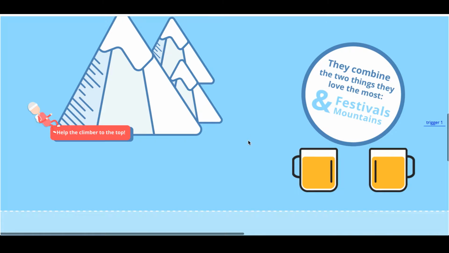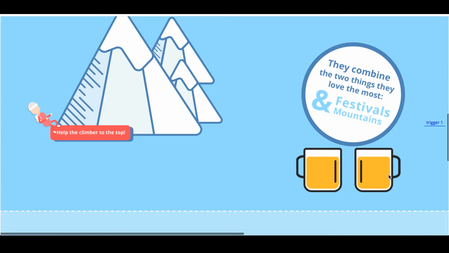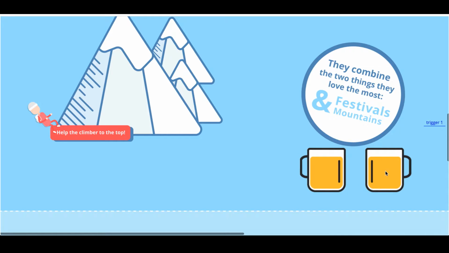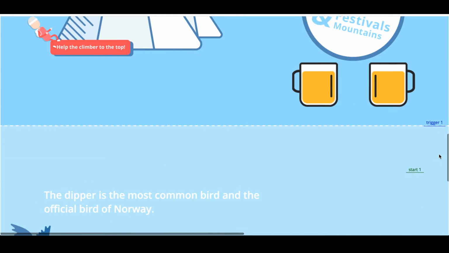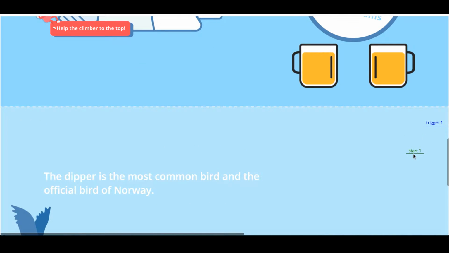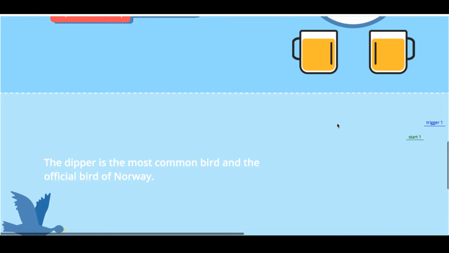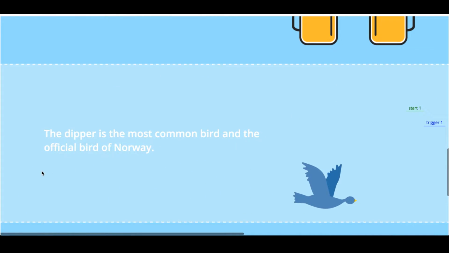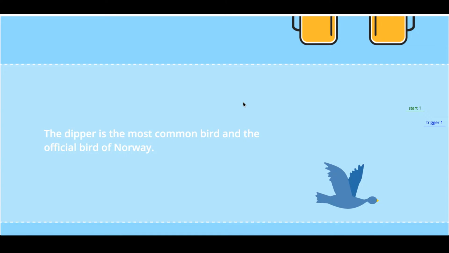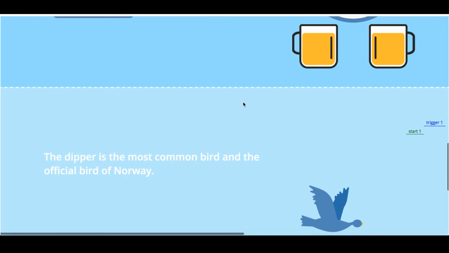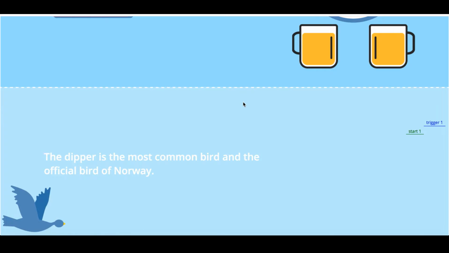On the right side, we see two bears. If you hover over them, they are moving, so they're kind of cheersing. We see the word trigger and we see the word start. When the trigger reaches the start point, the bird will fly from the left to the right side. And if we go back, the bird is going back as well.